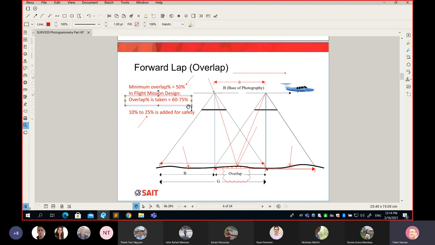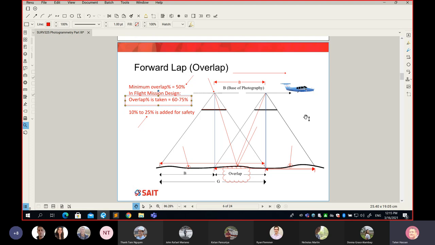We have to add some extra for safety to ensure that every single point on my project will show in at least two photos by adding extra 10 to 25%. When you add 10 to 25% to the minimum, which is 50, then your overlap should be 60 to 75%. Remember, the word overlap is between an image and the next image within the same flight line.